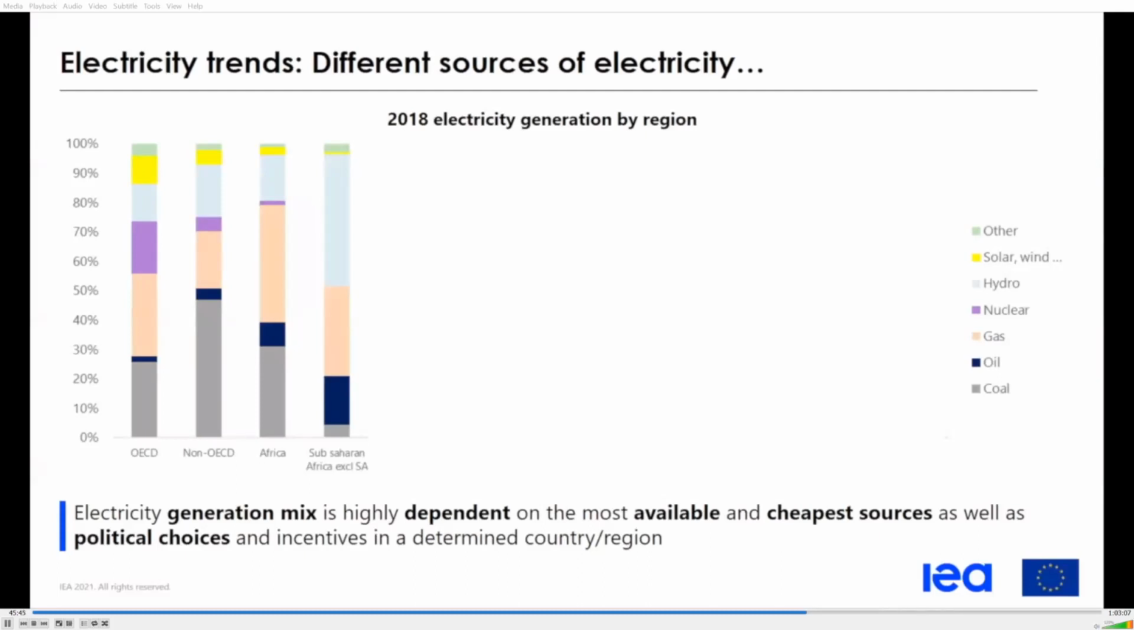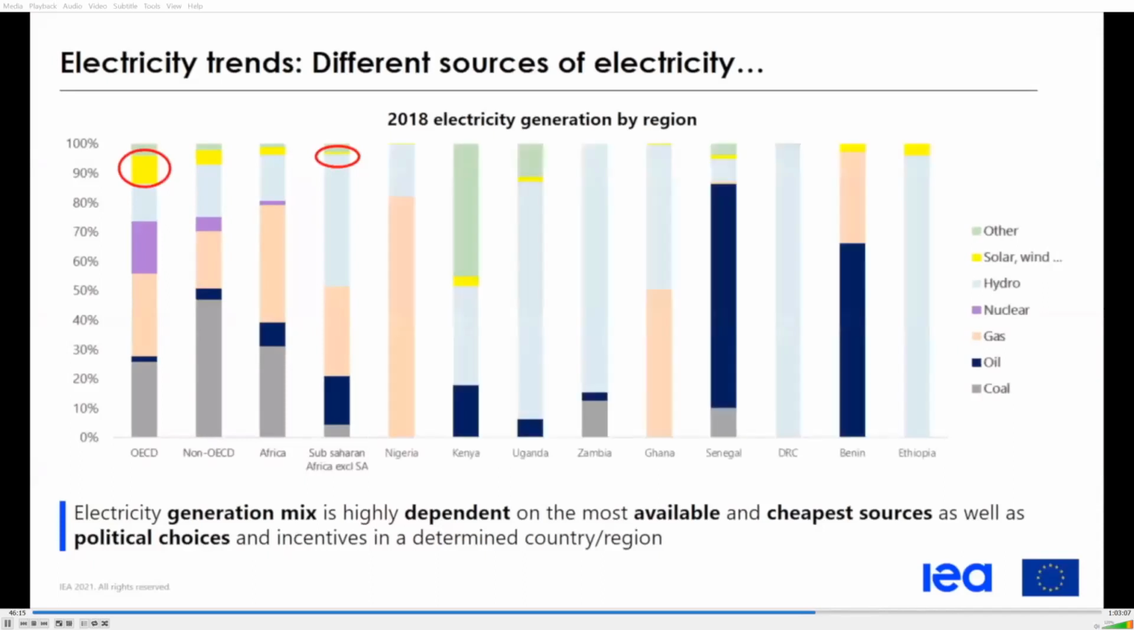And in Sub-Saharan Africa, for example, we see that hydro represents a large majority of the generation, followed closely by gas. The electricity generation mix is highly dependent on the most available and cheapest sources, as well as political choices and incentives in a given country or region. If we look, for example, at the difference between the share of solar generation in the OECD and in Sub-Saharan Africa, we can see differences in access to the technologies and political decisions made in various countries.